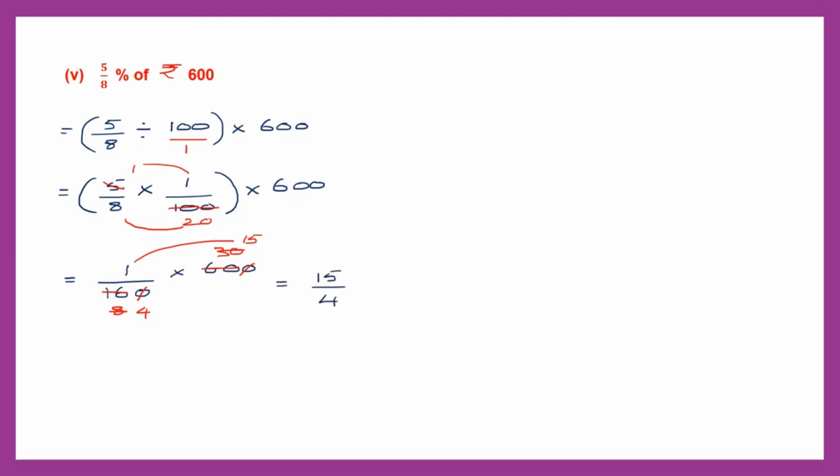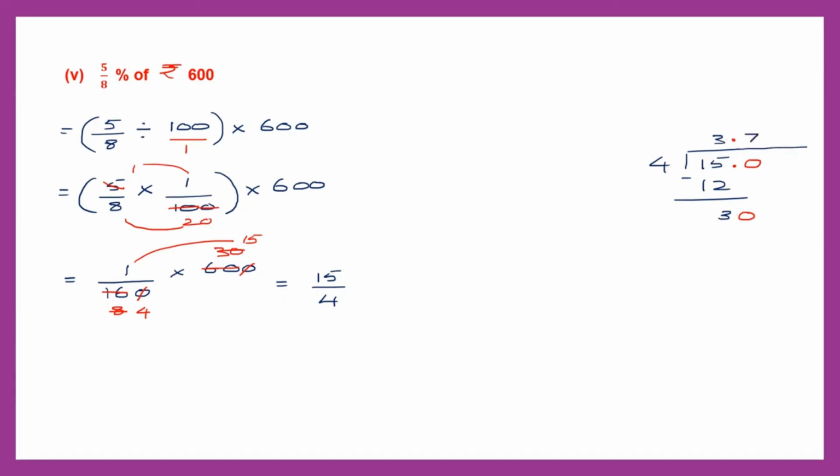So 15 by 4, let's convert it to a decimal number because we have to get it in the form of rupees and paisa, isn't it? So let's divide 15 by 4. So 15, when you divide it by 4, 4 threes are 12, 15 minus 12 is 3. And then if we have to continue it, I'm going to put a decimal point here, carry the decimal point up, put a 0, bring that 0 down. Now my number is 30. So I'm going to continue my division.